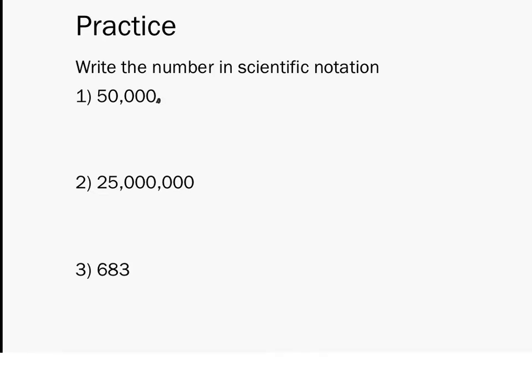Okay, I've got 50,000. I want to put it in scientific notation. So I'm moving my decimal point 1, 2, 3, 4. Okay, so remember, I want my factor to be greater than or equal to 1 but less than 10. Okay, so now I have 5.0 times 10 to the, and I moved it 1, 2, 3, 4, times 10 to the 4th power.